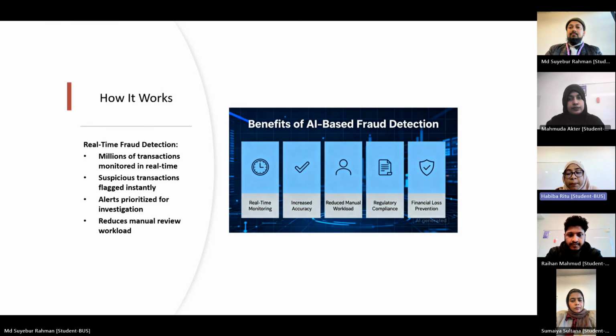Fourth one, regulatory compliance. The AI automates the audit trails required by law. Last one, financial loss prevention. Ultimately, this system saves the bank millions in prevented thefts.